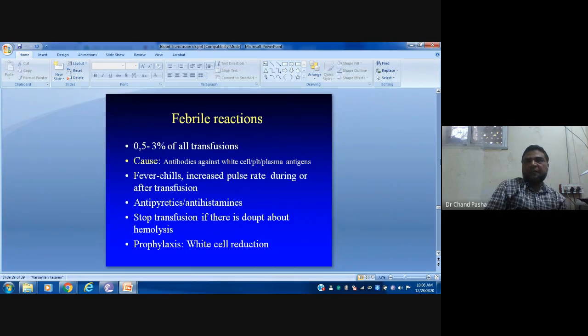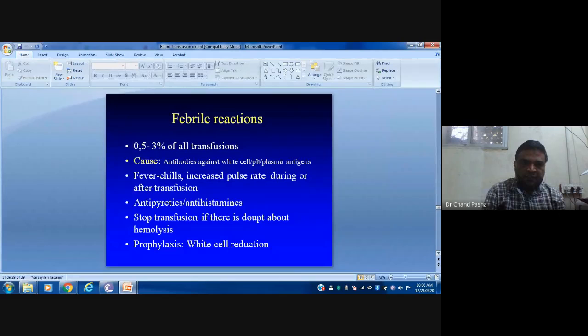Febrile reactions, like tissue level reactions, occur in 0.5 to 3% of all transfusions. Febrile means a vibration kind of thing. When a patient is given a blood transfusion, you can see some shivering. Antibodies against white cells, these weak antigen-antibody reactions, lead to febrile reactions: fever, chills, increased pulse rate during or after transfusion. These are the signs of febrile reactions.